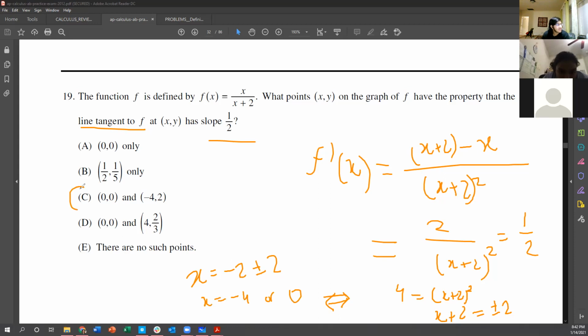So I think it'll be C. We can check real quick. If we plug in 0, we're going to get 0. If we plug -4 into the function, we get -4 over -2, which is positive 2. So the answer is C, I believe. Good? What's wrong? Something seems wrong. I think I'm just being dumb now because I've been doing this for so long. Oh, okay, I understand. Good?